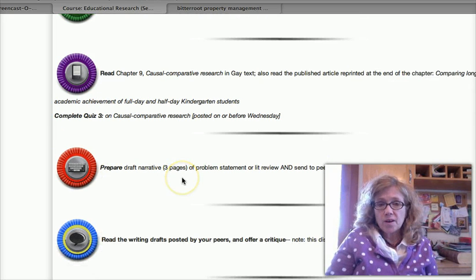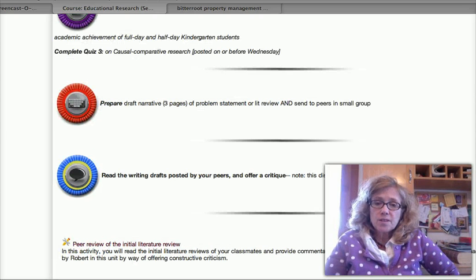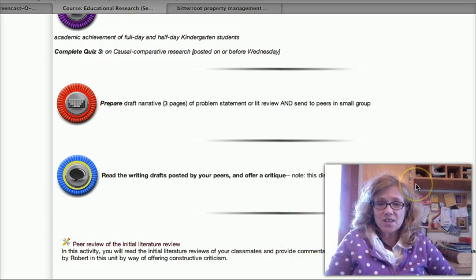You will prepare a draft of your problem statement or your lit review. Problem statement, again, is the same as the introduction to your paper. And you will send it to peers in your small group. Robert is going to open this forum for us and give you directions on how to participate in this particular peer review and writing workshop. So he should have that open by tomorrow. So it's not current right now, but rest assured he's working on it.